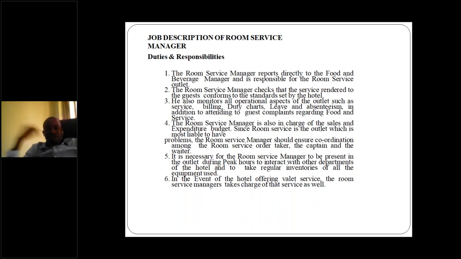So in every hotel, in every restaurant that has lodging places, room service is mainly for places where you have lodging. The common restaurant by the street may not necessarily have that. But where you have lodging places, where people need to sleep over the night, you have those things. So this room service manager reports directly to who? The food and beverage manager, and is responsible for the room service outlet.